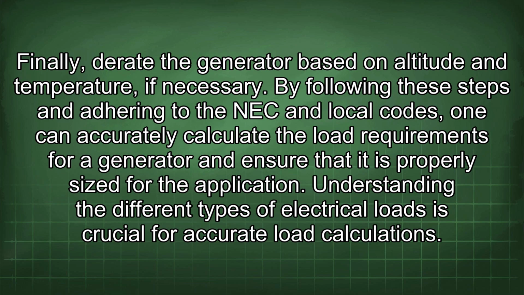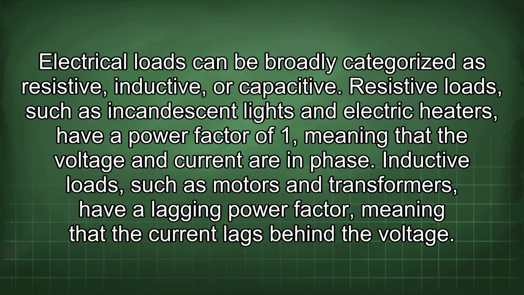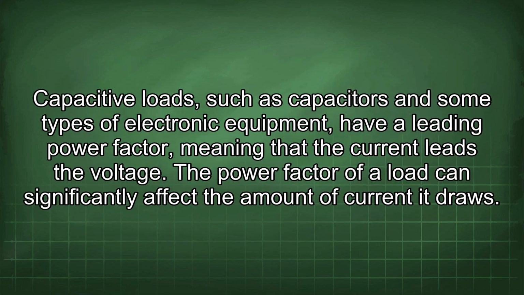Understanding the different types of electrical loads is crucial for accurate load calculations. Electrical loads can be broadly categorized as resistive, inductive, or capacitive. Resistive loads, such as incandescent lights and electric heaters, have a power factor of 1, meaning that the voltage and current are in phase. Inductive loads, such as motors and transformers, have a lagging power factor, meaning that the current lags behind the voltage. Capacitive loads, such as capacitors and some types of electronic equipment, have a leading power factor, meaning that the current leads the voltage.